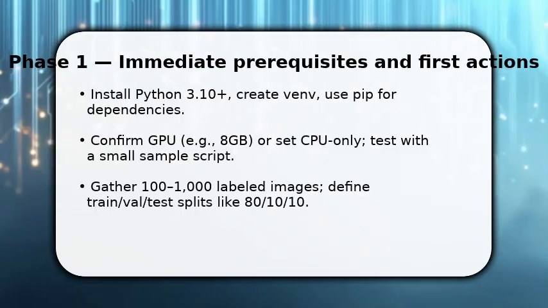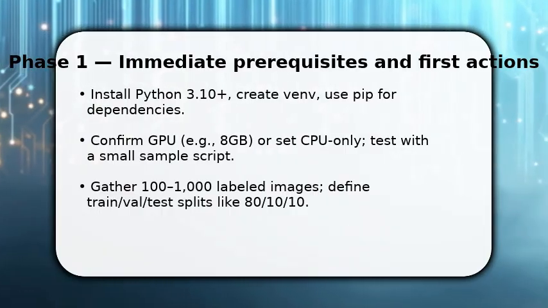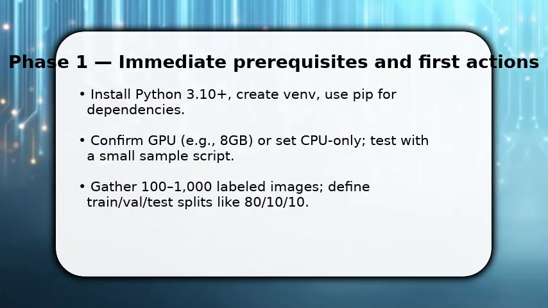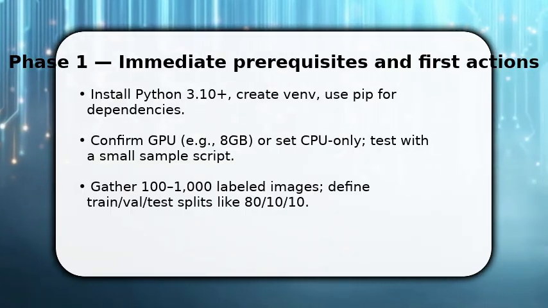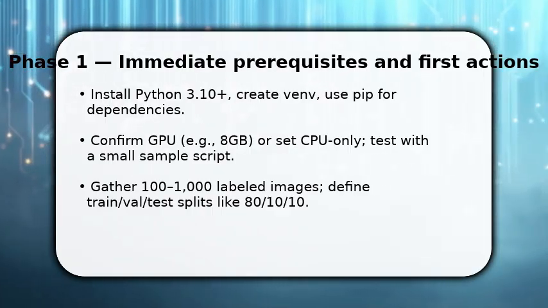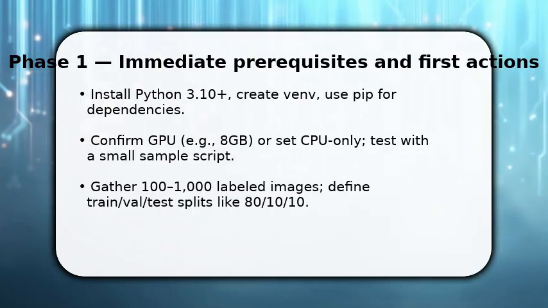You start by preparing the exact environment you will use. Install Python 3.10 or newer, create a virtual environment, and pip install core libs like torch and opencv so code runs reproducibly. Make sure you verify hardware. Test a tiny model on your GPU or set CPU only if needed.